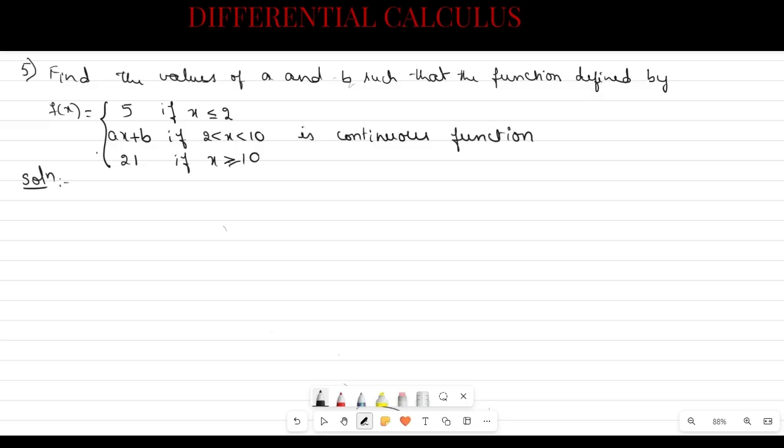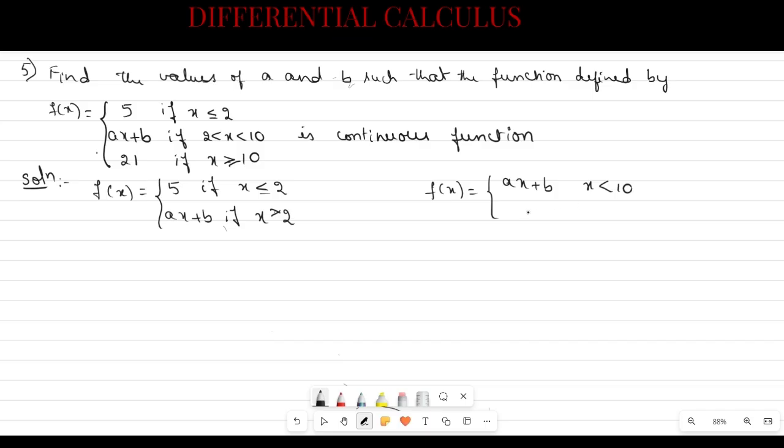So what to do now? Actually, observe that the question has two limits, one limit is 2 and the other limit is 10. So what you should do is divide the function at both limits. The given question can also be written as 5 if x is less than or equal to 2, ax plus b if x is greater than 2. This is one function, and the other function is f of x equals ax plus b if x is less than 10, 21 if x is greater than or equal to 10. We have got two conditions here, and using both, we must find the a and b values.